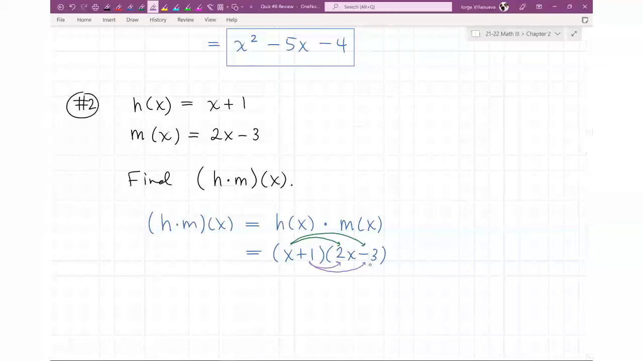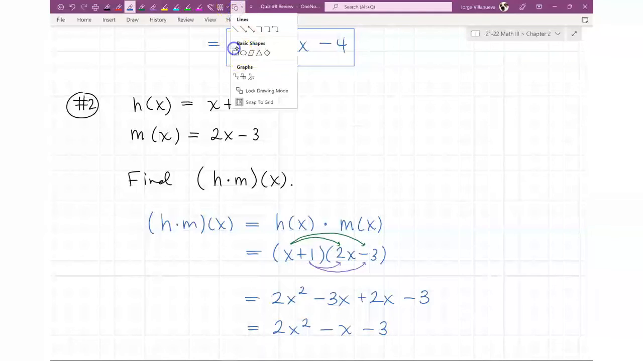So x times 2x is what? 2x to the power 2. All right, 2x squared, good. And then x times negative 3? Negative 3x. All right. And then we did the green ones, right? So now we're going to do the purple arrows here. So 1 times 2x, that's a positive 2x. And 1 times negative 3 is our negative 3, right? Combining your middle terms, a negative 3x plus a 2x, what does that give me? Negative x. Negative x, good. Minus 3, and you're done.